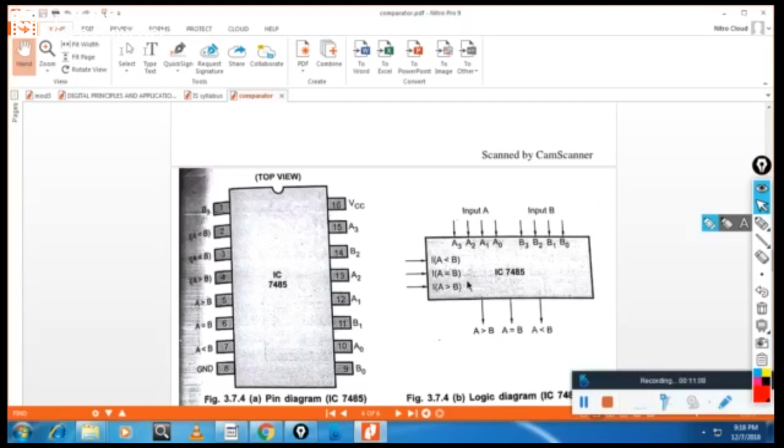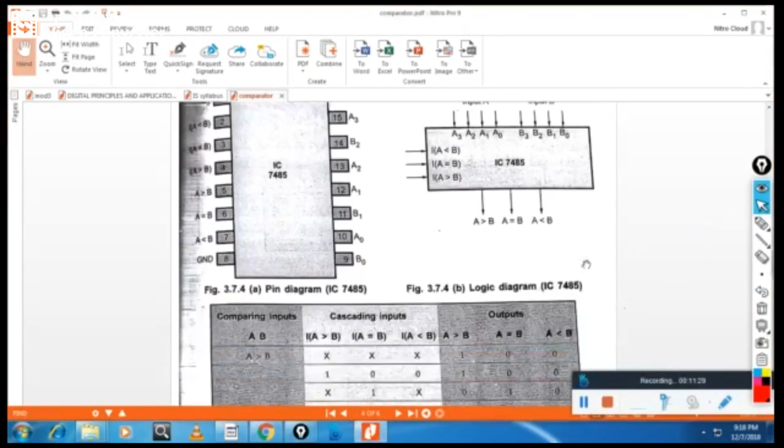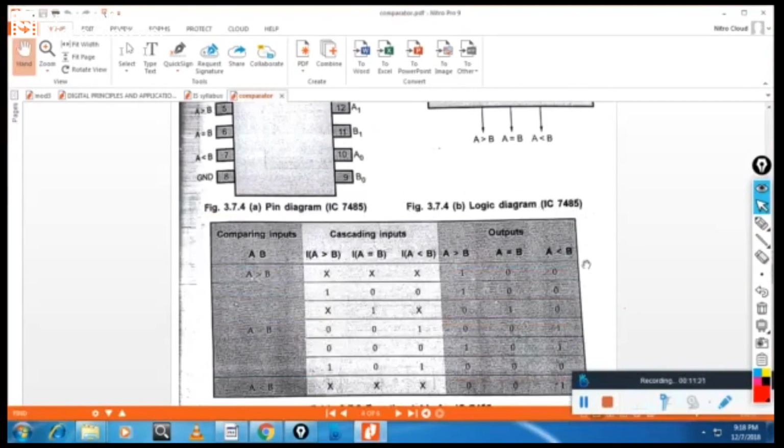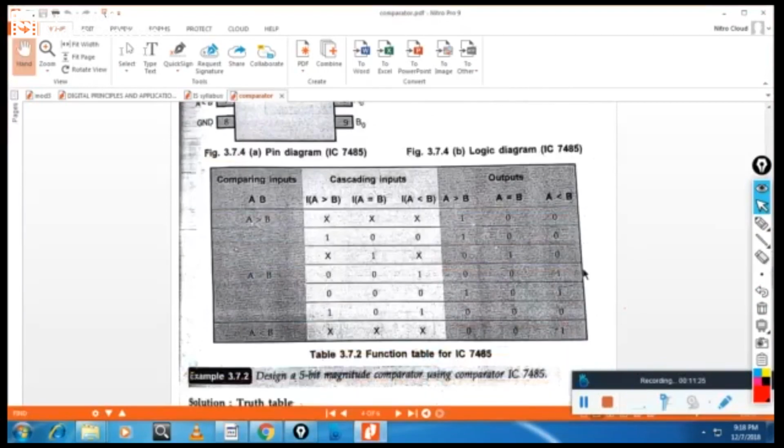That means you can cascade this IC. You can connect two ICs and make this an 8-bit comparator. So for cascading, this is the cascade input for A is less than B, A is equal to B and A is greater than B. So you can see here, this is a truth table.